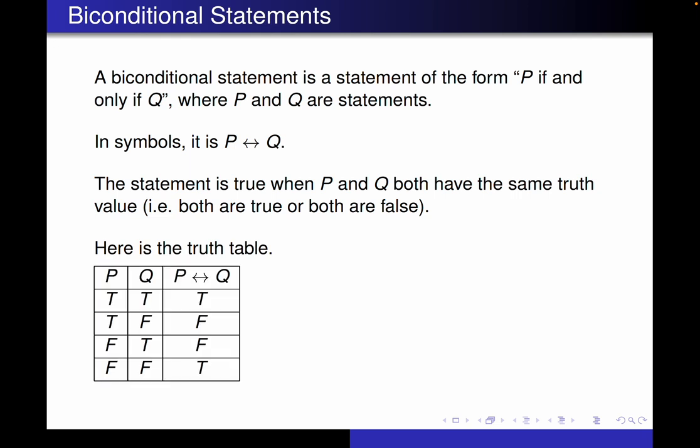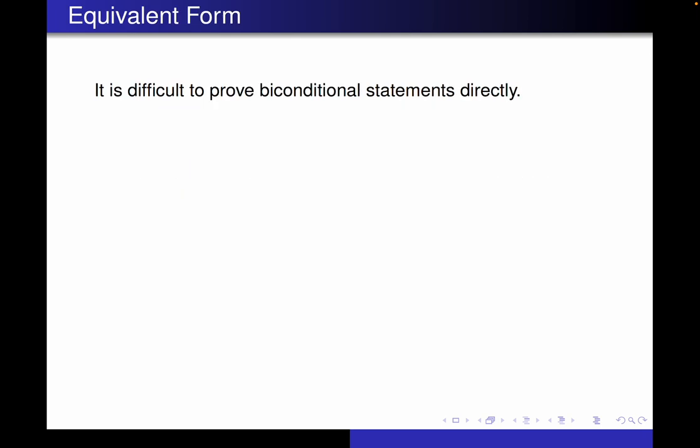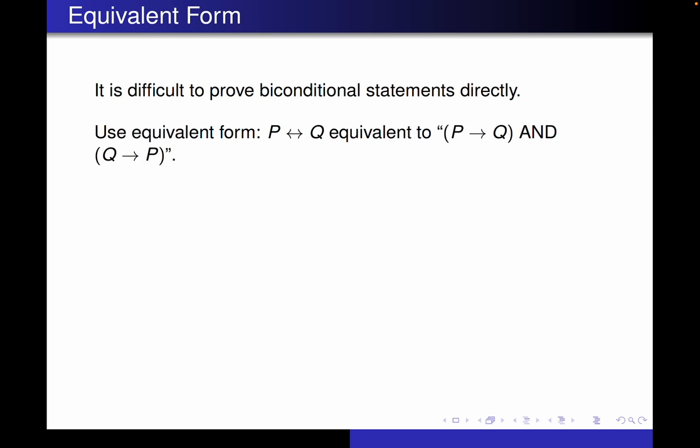So here's what the truth table looks like. You can see at the top where P and Q are both true, our biconditional is true. At the bottom where they're both false, our biconditional is also true, right? They just have to have the same truth value. And in the middle where P and Q have different truth values, the biconditional is false. Now, it's very difficult to prove biconditional statements directly. There are some very rare circumstances where that is not true, but almost all the time, proving them directly is very difficult. So we use an equivalent form, which is P if and only if Q is equivalent to if P then Q and if Q then P.